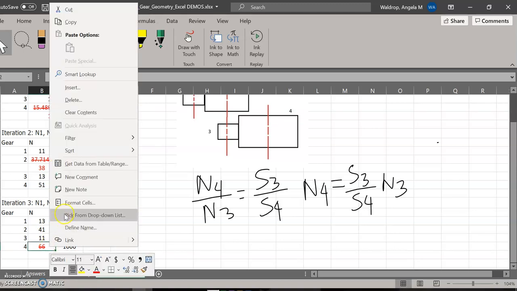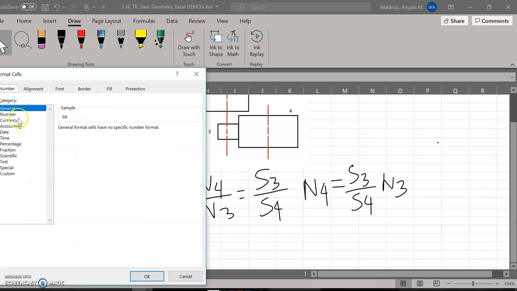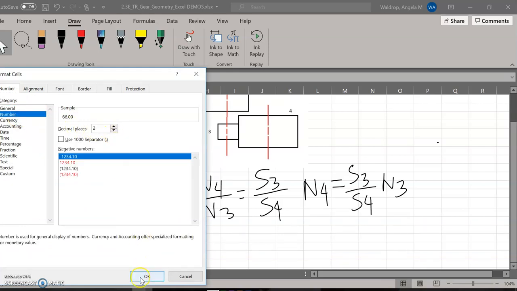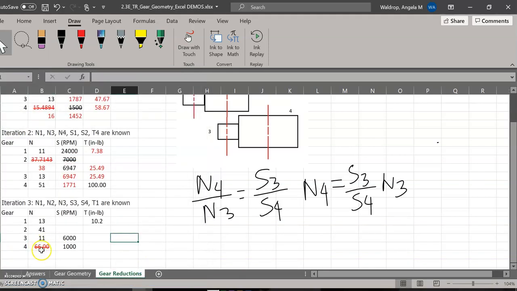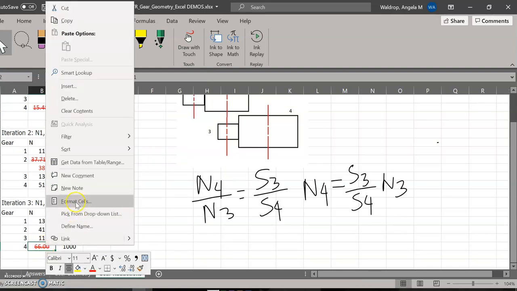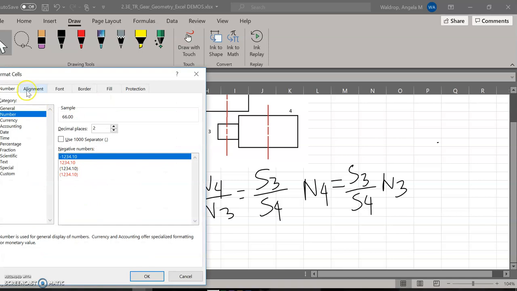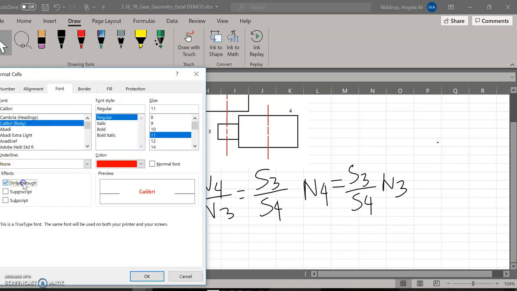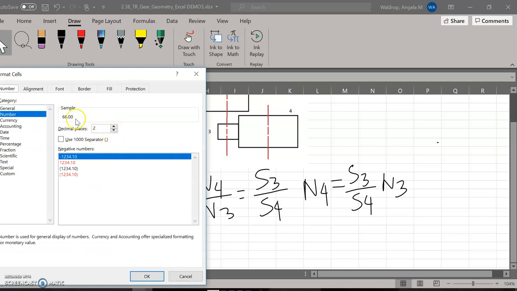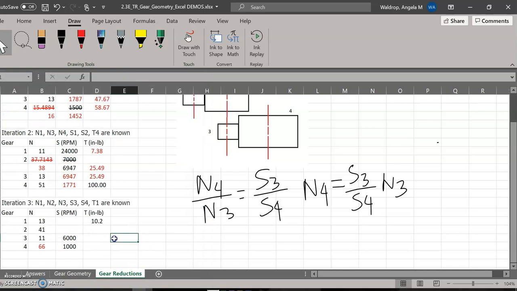Okay, and let me go ahead and reformat this cell so it is 2 decimal places. And it looks like it's actually a nice round number. So we don't actually need to cross that out. So I'll change that cell so it doesn't strike it out. And then I can go back and it's already 66.00. So I will go ahead and take care of that.